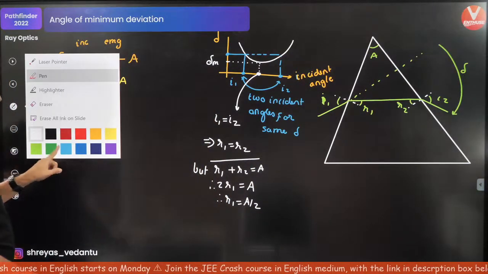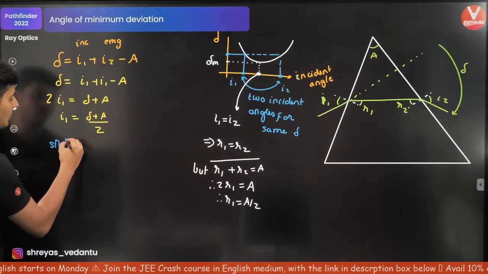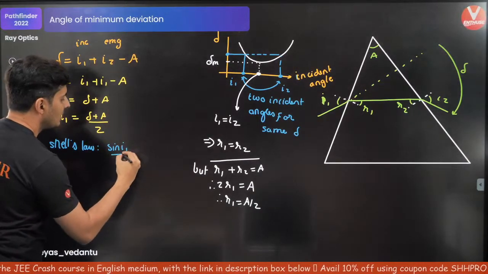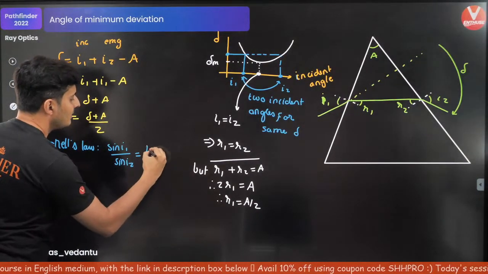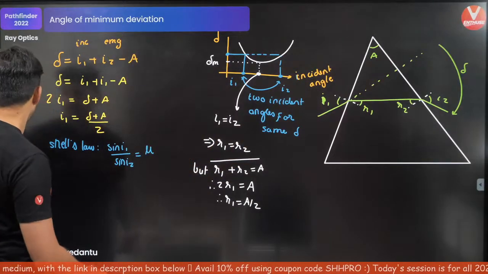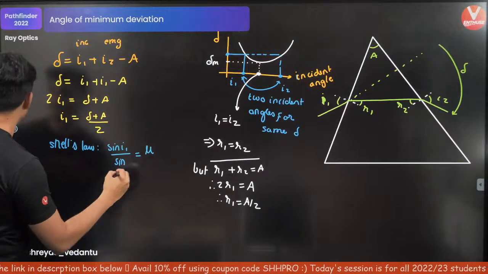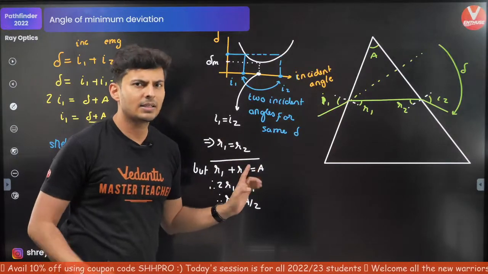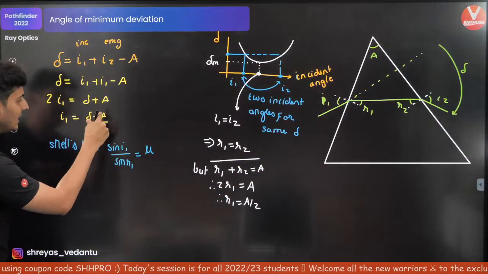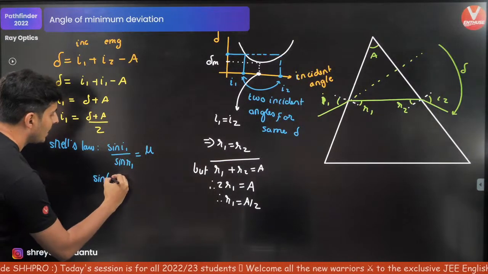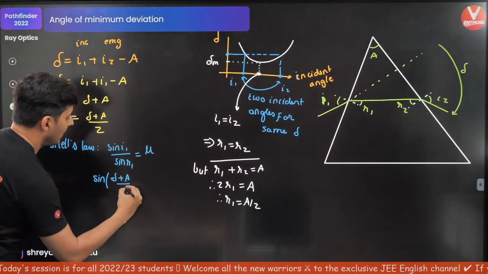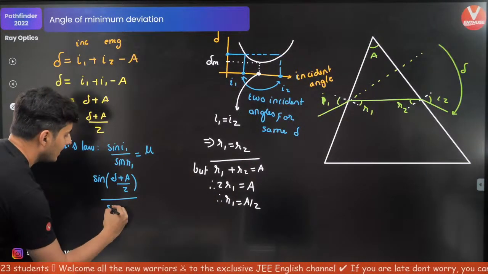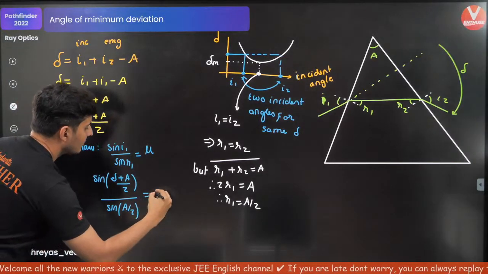So observe this. By Snell's law, I'll get sine of I1 divided by sine of R1 will be the refractive index, correct? So let's substitute that. What is sine of I1? It is this whole value. So it will be sine of (delta plus A) divided by 2, divided by sine of R1. What is sine of R1? It will be sine of A by 2. This will be equal to mu.